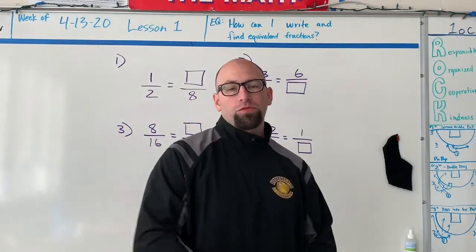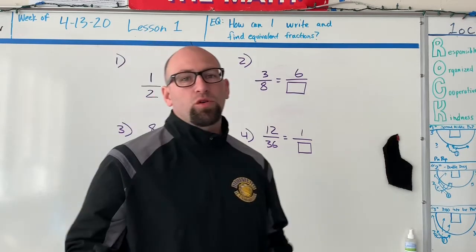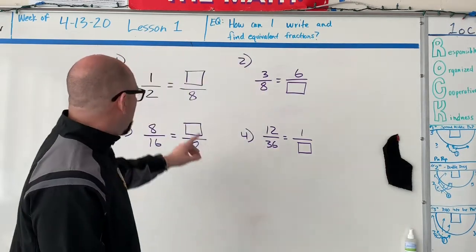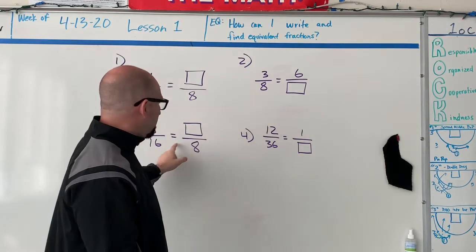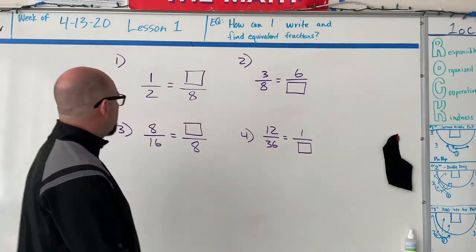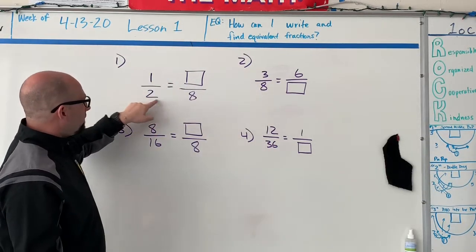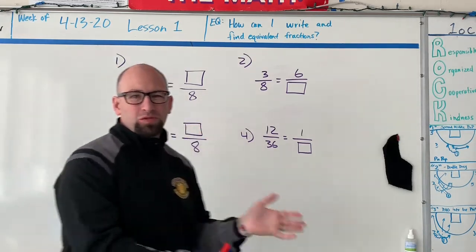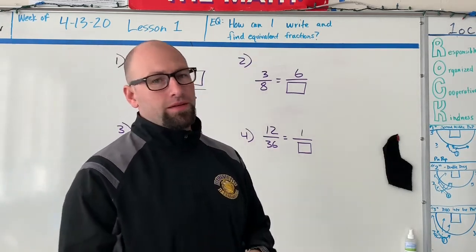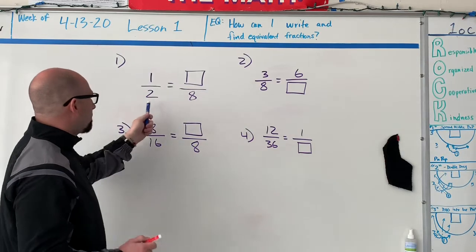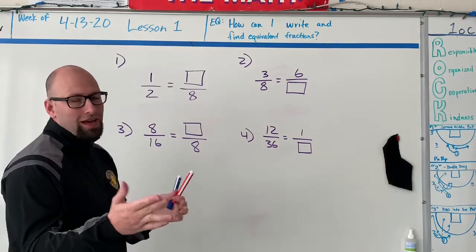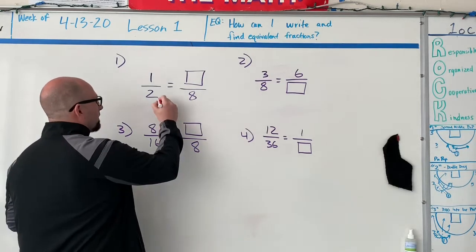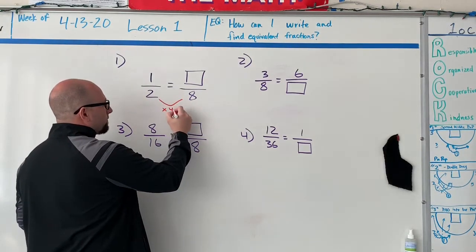All right, so we're going to go through these equivalent fractions. We know they're equivalent because you've got a fraction and there's an equal sign. All right, so right here, we're going from a smaller number to a larger number. Whenever you're going from smaller to larger, you're going to multiply. So what can get us from 2 to 8? It's 4. So right here, we're going to multiply times 4.